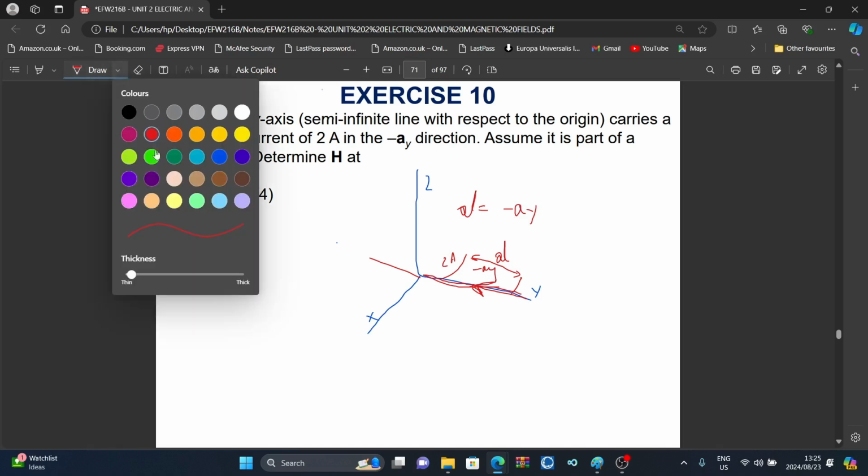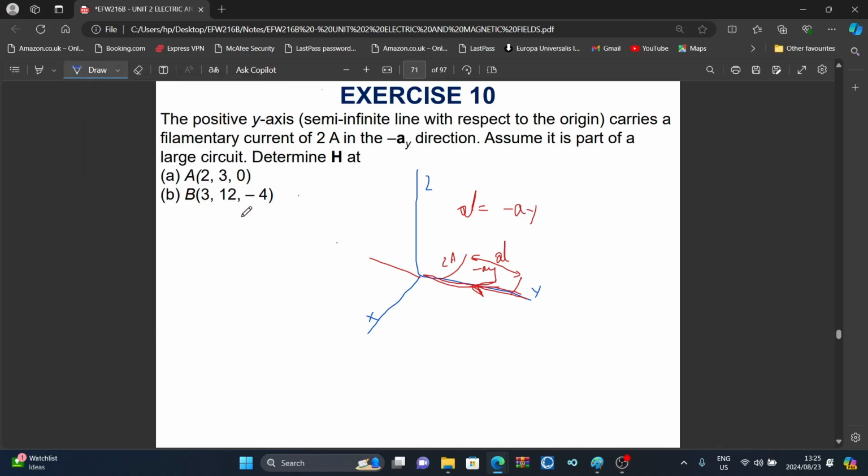A says, let's say we have a point at (2, 3, 0), where x is 2, y is 3, and z is 0. We don't have anything in the z domain, so we'll put it there. If you draw a line, that will be 2, and if you draw this straight line down, that will be 3. So that's our point there.